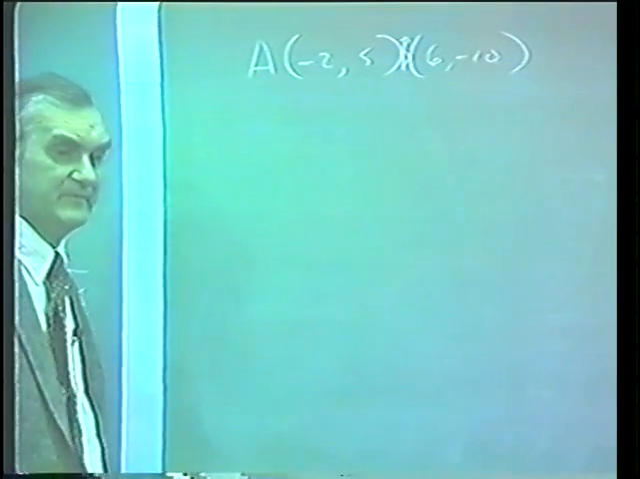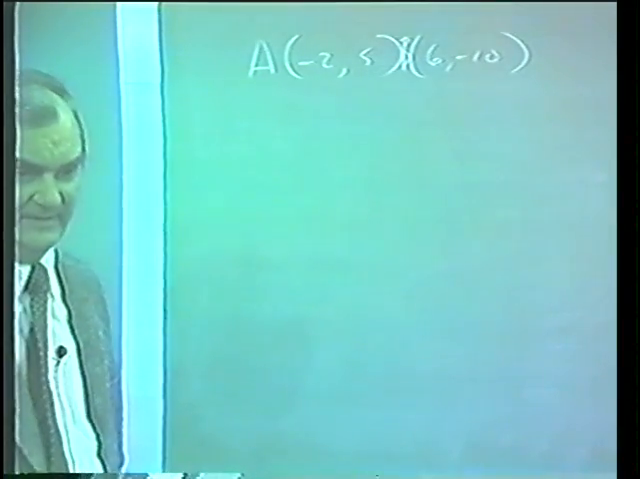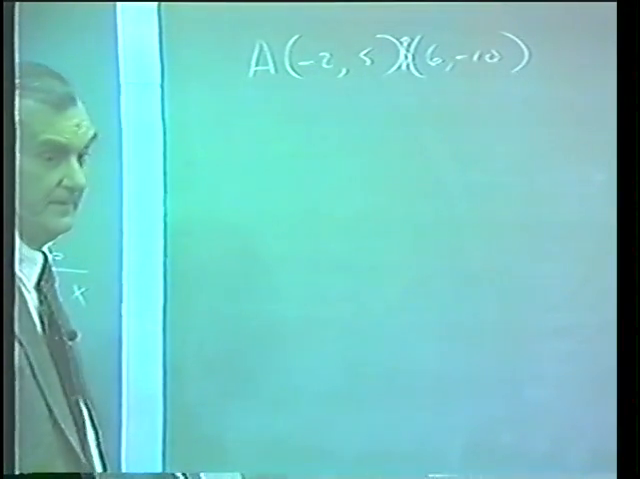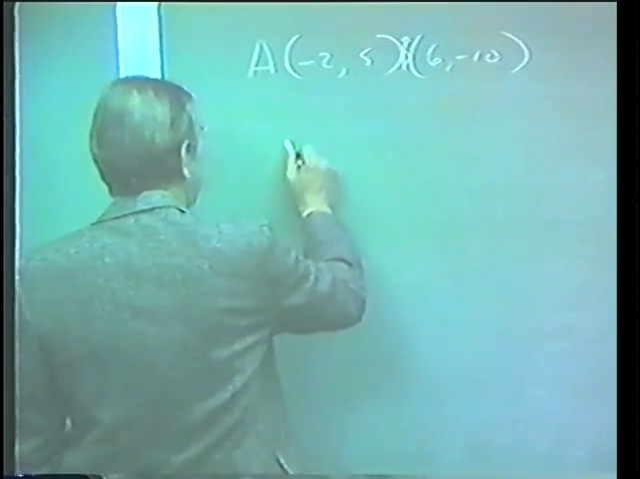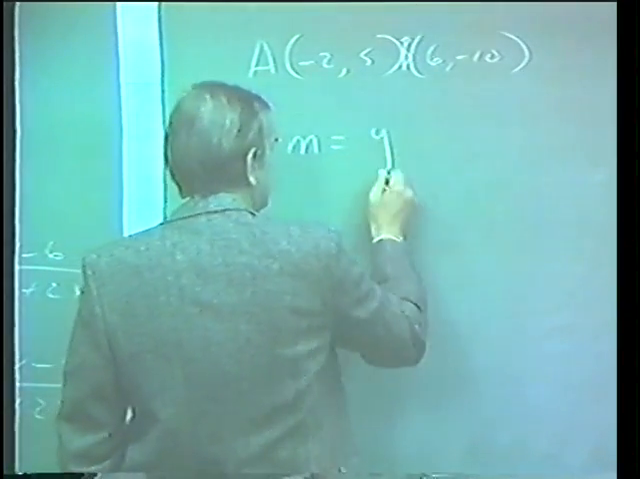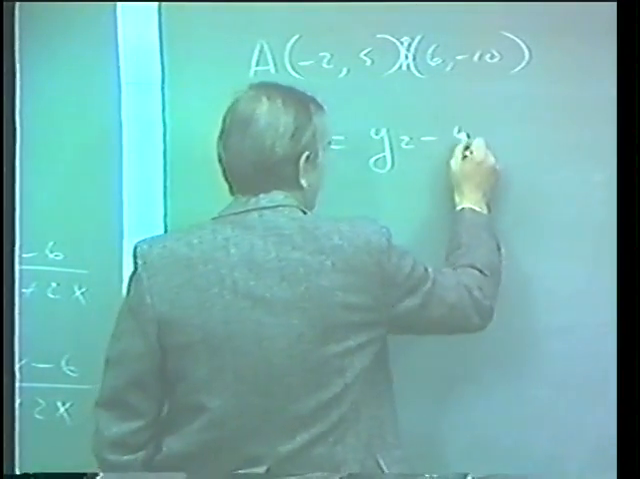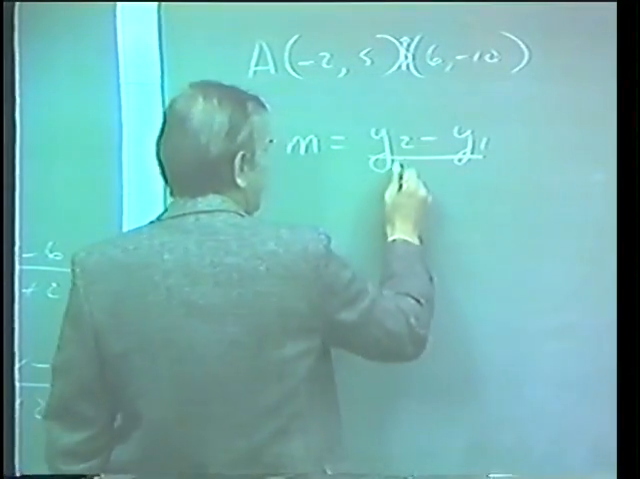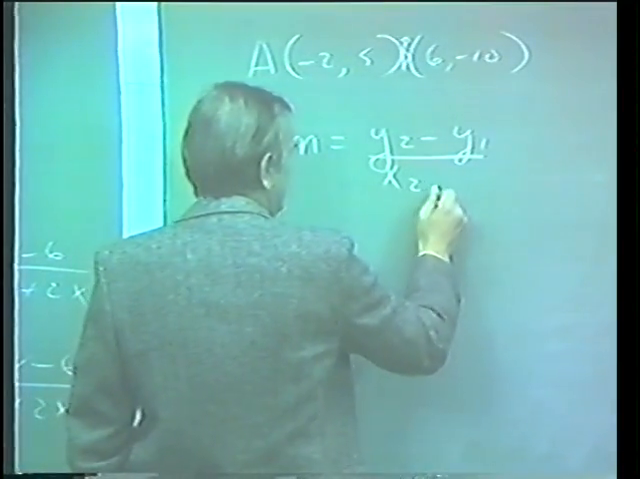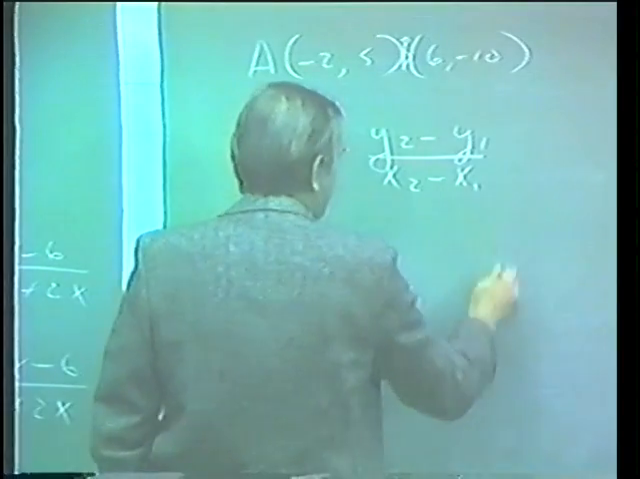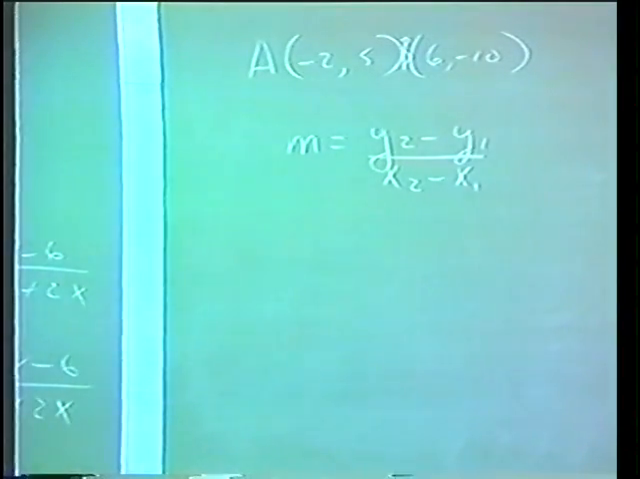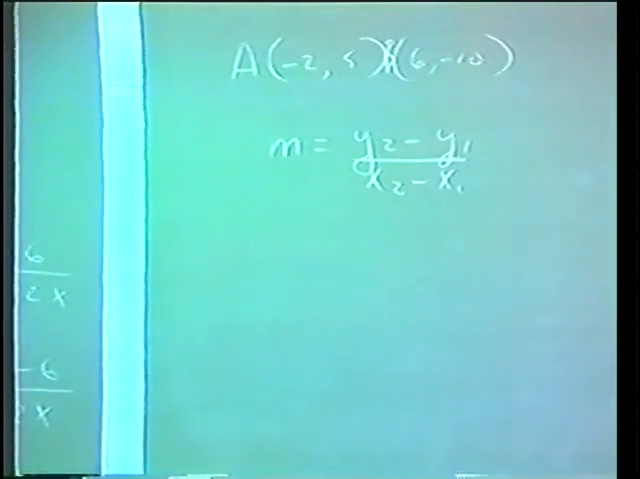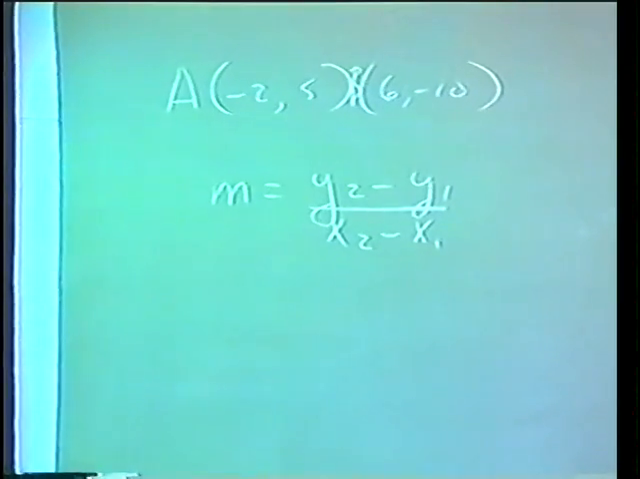The first characteristic we talked about was the slope of the line, the steepness of the line. And we defined slope to be change of y over change of x. Or slope, which is m, is equal to y sub 2 minus y sub 1 over x sub 2 minus x sub 1.